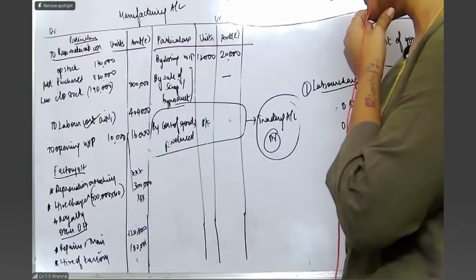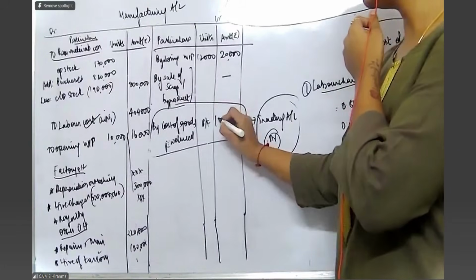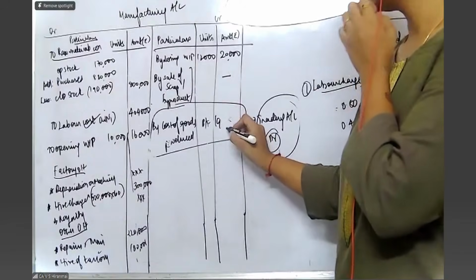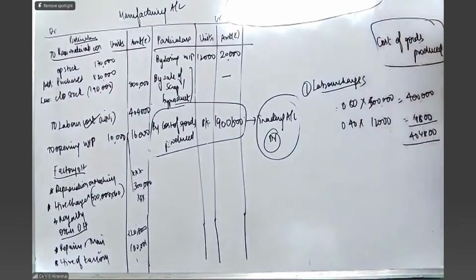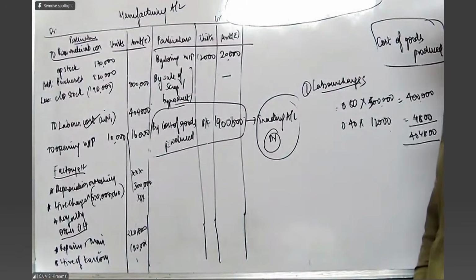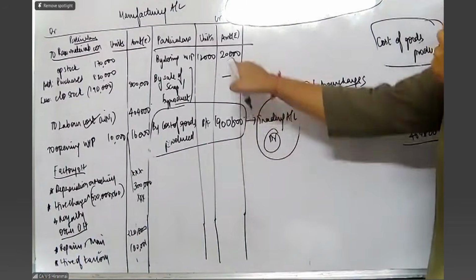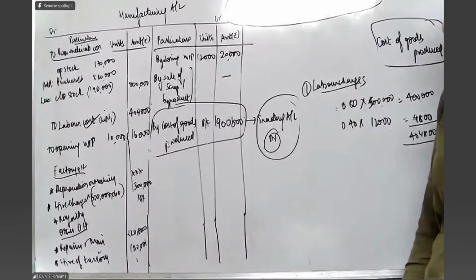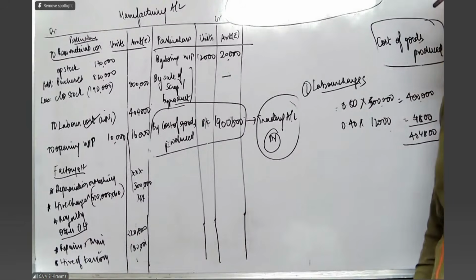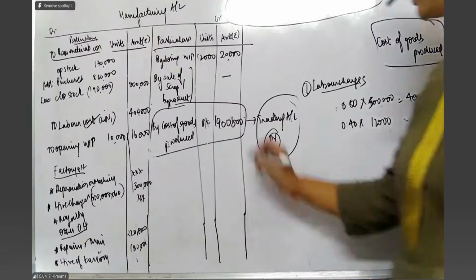19 lakh 20,800. So 19 lakh 800. Correct. Total is 19 lakh 2,800. Subtract this 20,000, Anjana. So you will be getting 19 lakh 800. Clear, everybody? That's all in this question.